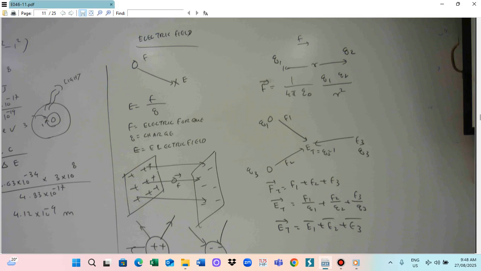Electric field can be calculated when the electric charge possesses energy. So this is called field strength. The electrical force divided by the charge is the electric field. So E can be calculated as F divided by Q, where F is the electrical force, Q is the amount of electrical charge, and E is the electric field.